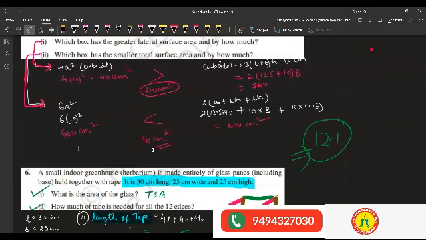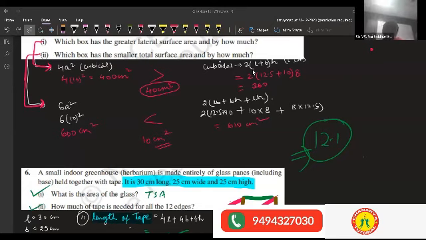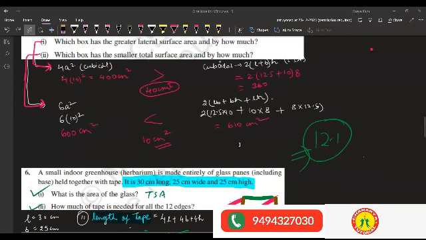So the tape is of 3 colors I have made here: lengthwise, widthwise, and height-wise. Everything you multiply: 4L, 4B, 4H. So, a simple question. Find the answer first. Sir, I got the answer. Got the answer? Okay.